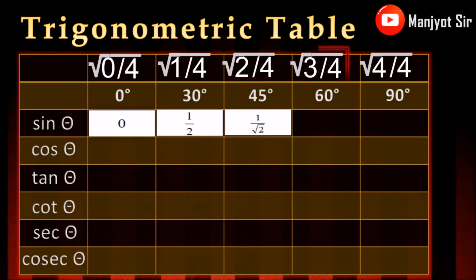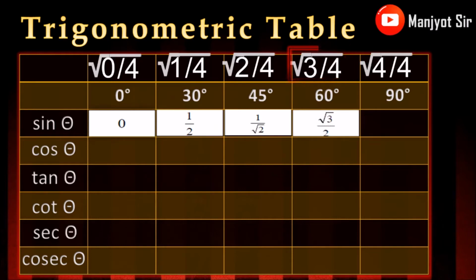Observe next term. We cannot cancel this term. So we'll directly take square root. So it will be square root of 3 upon square root of 4. So square root of 3 is root 3 and square root of 4 is 2. So sine 60 is root 3 upon 2.